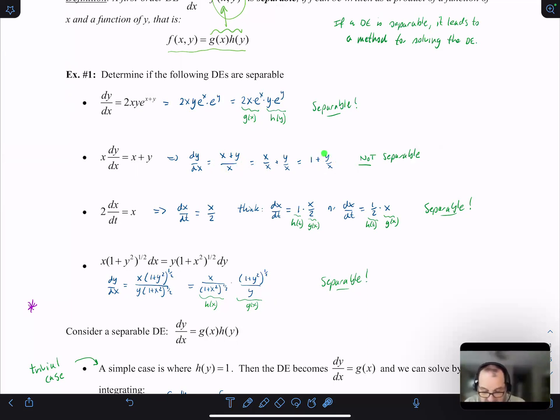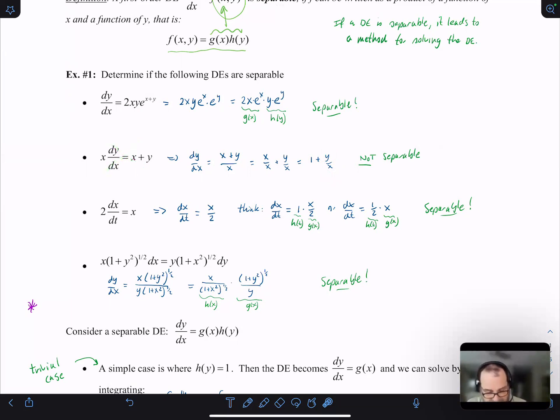This y over x is 1 over x times y, but then we still have this 1 plus over here. That has to be involved in one of the products, and that cannot be written as separable. So this one is not separable.